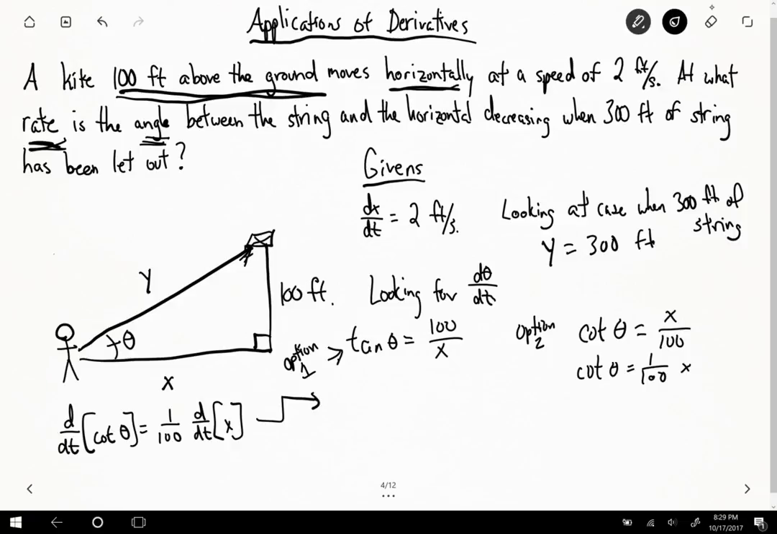Okay, so what's the derivative of cotangent theta? Well, that's going to be negative cosecant squared of theta, and then times, remember we have to use that implicit differentiation idea, times d theta dt. Now on the other side we have 1 over 100 times dx dt.